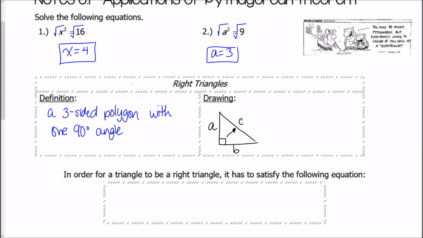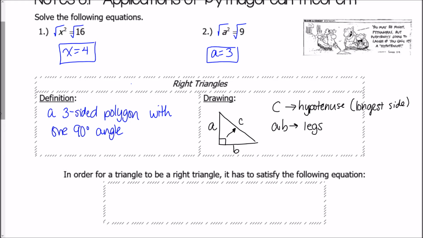C has a really special name. It's really important to know what it is. C is always across from the right angle, and C is called the hypotenuse, and the hypotenuse is always the longest side. A and B are called your legs. The legs here are interchangeable. So if I wanted to call this B and this A instead, that's totally fine. But I'm not allowed to call this C anything other than the hypotenuse.